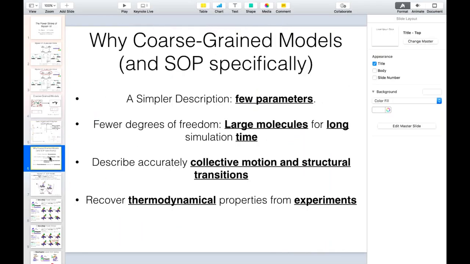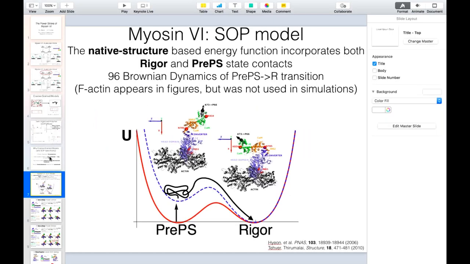These models are very good at describing collective motion and thermodynamical experiments. Now, specifically, the SOP model that I've developed is a model only for the myosin 6 head and the lever arm, up to only the IQ domain of the lever arm. The actin filament is only used for reference. It was actually not part of the model.